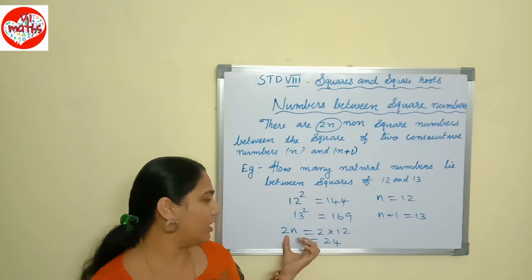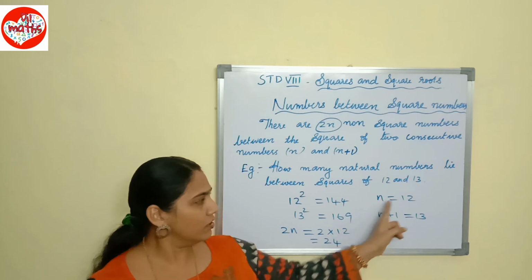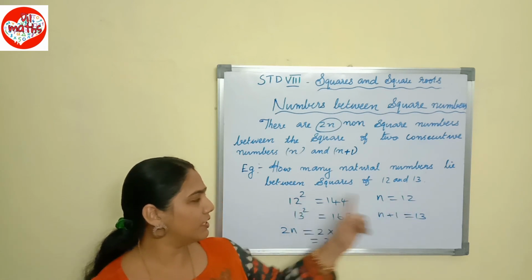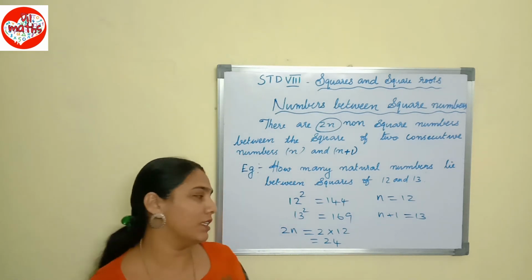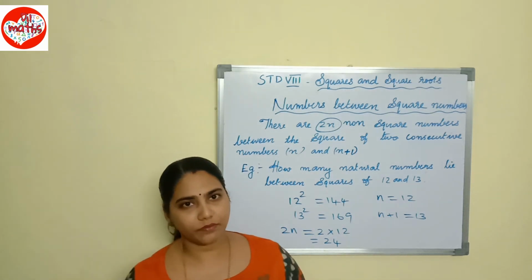So this is the formula: 2n. 2 into what is the n? The first number. What is the first number? 12. 2 into 12 is equal to 24. Therefore, 24 natural numbers will be there in between the squares of 12 and 13.